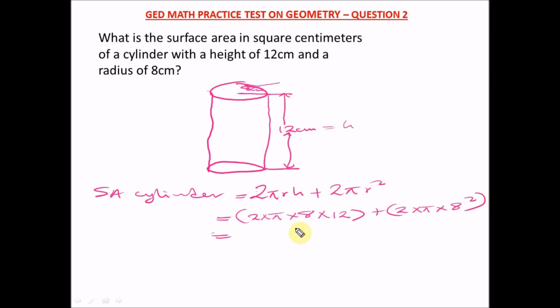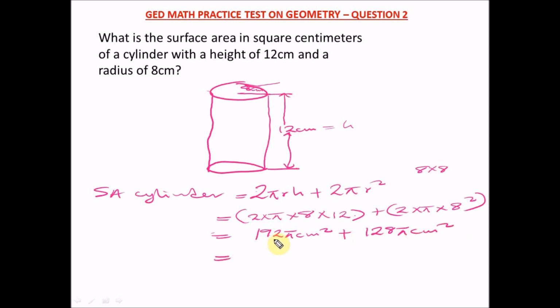Okay, so from here, what do we have? We have 2 times 8 is 16, and 16 times 12 will give us 192 pi centimeter square. Remember, this carries a centimeter, and also this carries a centimeter. So when you multiply centimeter by centimeter, we get a centimeter square. Okay, then plus, here we have 2 times 8 square. 8 square is 8 times 8, and 8 times 8 is 64. And 64 times 2 would give us 128. So we have 128 pi centimeter square.